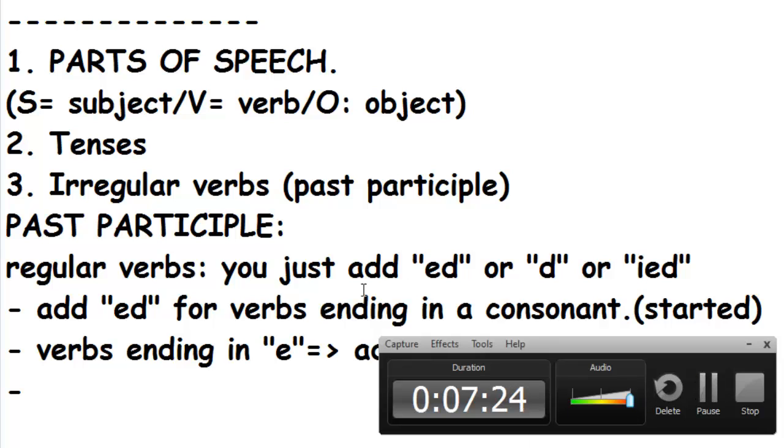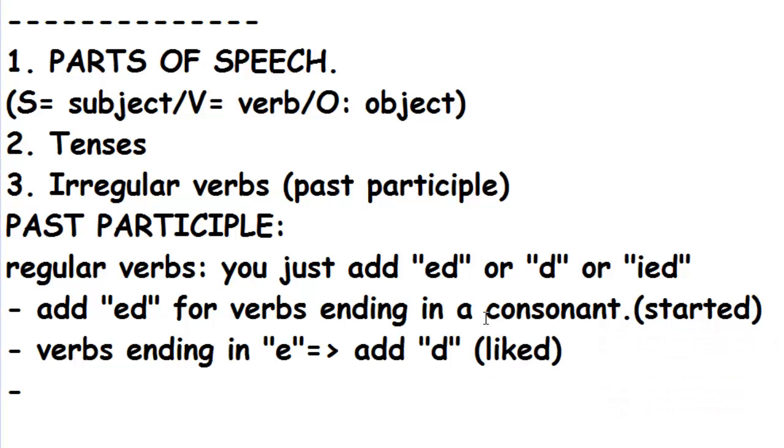As I said, for verbs ending in ed, you just add ed at the end. For verbs ending in a consonant, like t, d, etc., we say started. For verbs ending in e, you simply add d. And then for verbs ending in y, preceded by a consonant.